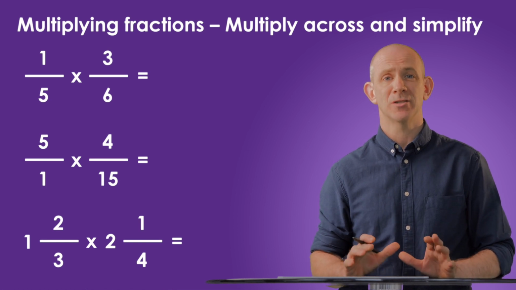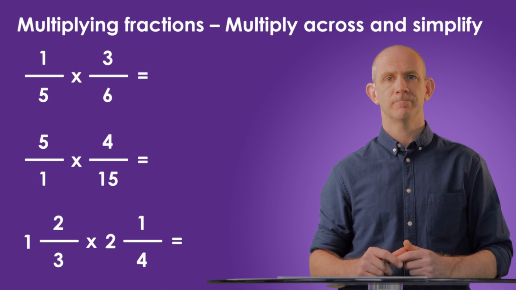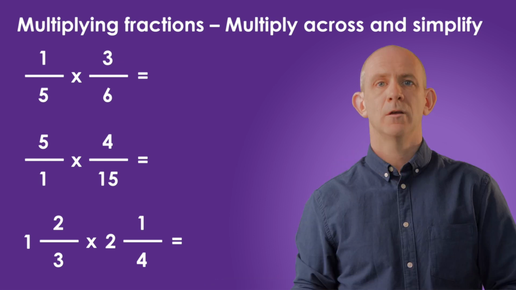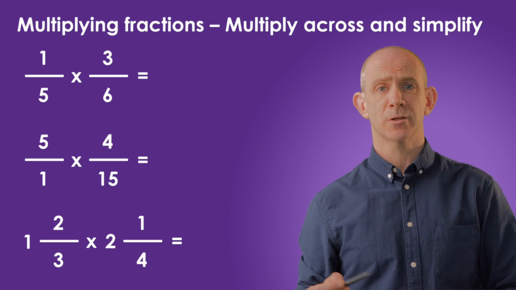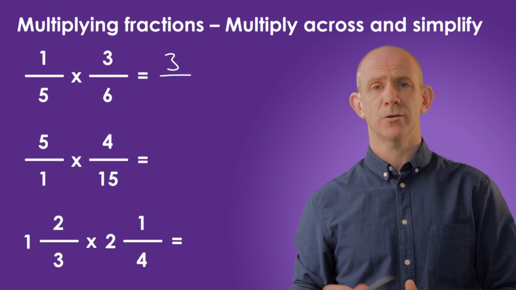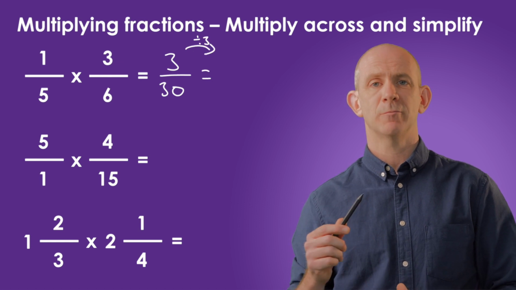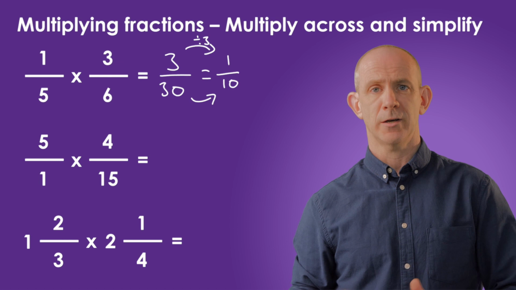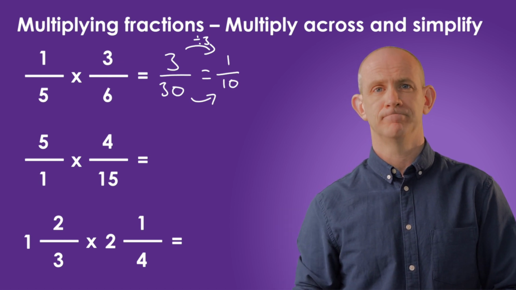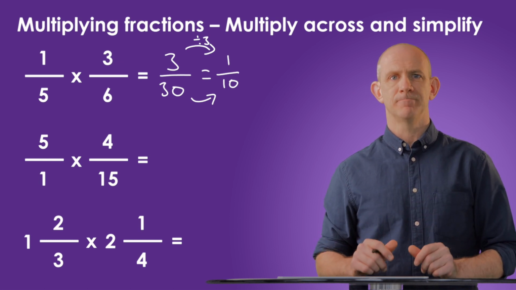To multiply two fractions together, you simply multiply the top two numbers together to get the new numerator, and then multiply the two bottom numbers together to get the new denominator. So here we have 1/5 times 3 over 6, 1 times 3 is 3, 5 times 6 is 30. We have 3 over 30. But we can simplify this by dividing both top and bottom by the highest common factor, which is 3, and we end up with 1 over 10. This method works for all fractions, but always look to simplify at the end.